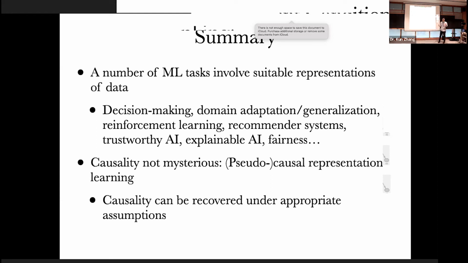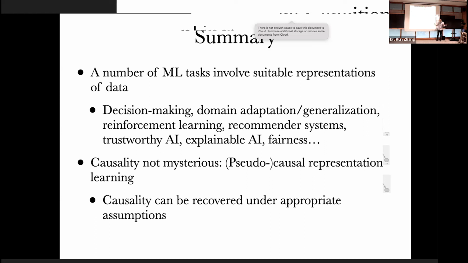So causality seems to be, at least conceptually, a very, very important problem. And I hope you agree that causality is not mysterious. From data, under very mild assumptions, you can recover causality and representation. And we can make use of this kind of representation to solve a lot of problems. Here I use the word pseudo because it is causality only under those assumptions. Otherwise, at least you can consider it as a compact representation of the distribution change, right? You can still enjoy the benefits.